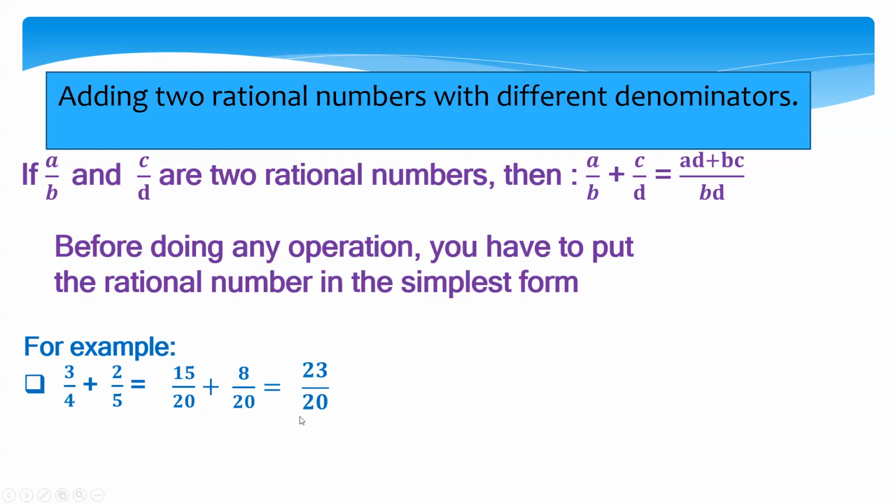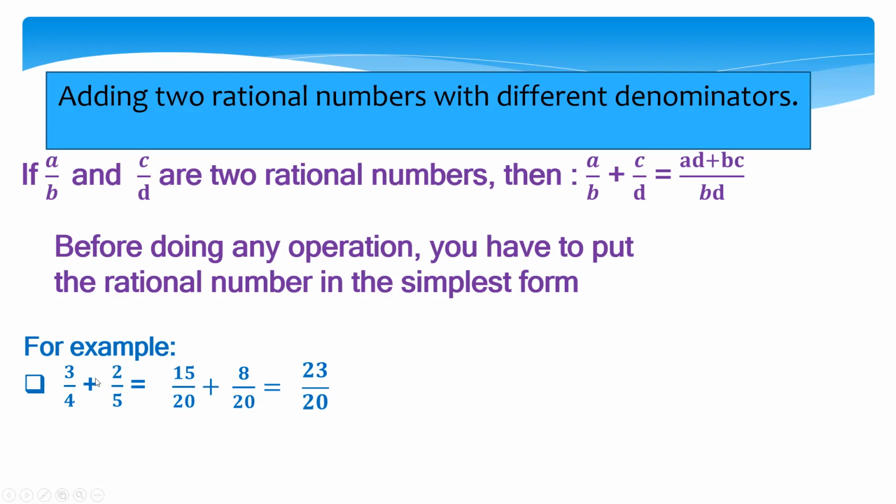Again, when I have the two rational numbers, 3 over 4 plus 2 over 5, I want to check whether the two rational numbers have the same denominator or not. No, the two rational numbers have different denominators. Why? Because the first rational number's denominator is 4, and the second rational number's denominator is 5. It means different denominators. What can I do? First, I will multiply the denominators. 4 multiplied by 5 will be 20.